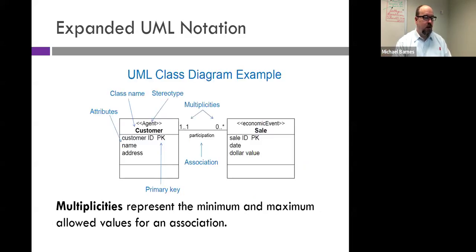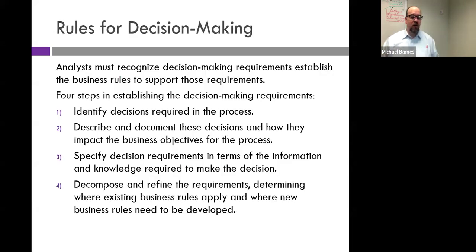All right. To wrap up, we need to talk very quickly about rules for decision making. Okay, so these are going to be relevant to how we actually depict our processes a little bit later on in this course. Okay. So decision making is going to be characterized by the risks that are associated with the organization and the rules that we have to implement with respect to those risks. All right. So analysts must recognize decision-making requirements and establish business rules to support those requirements.